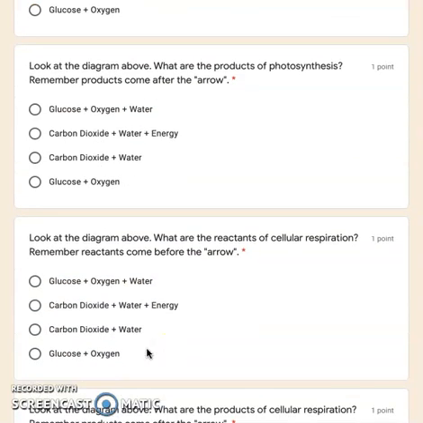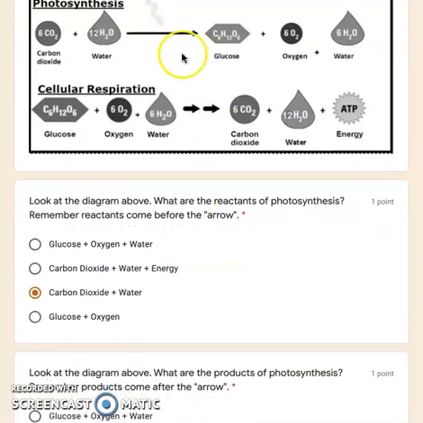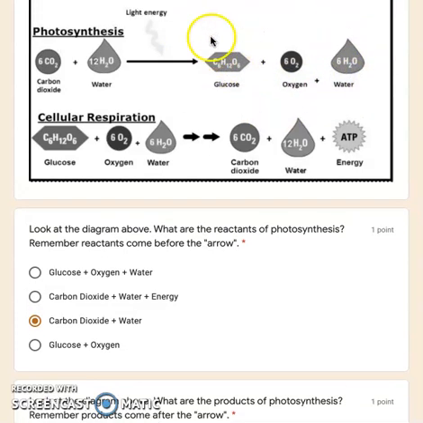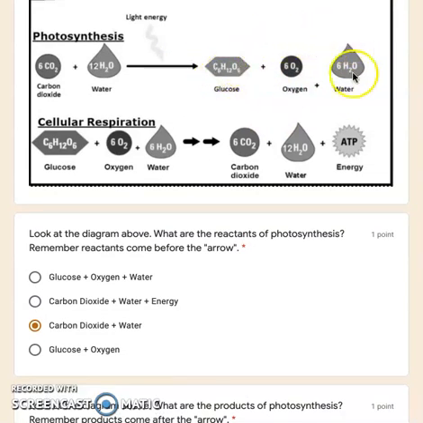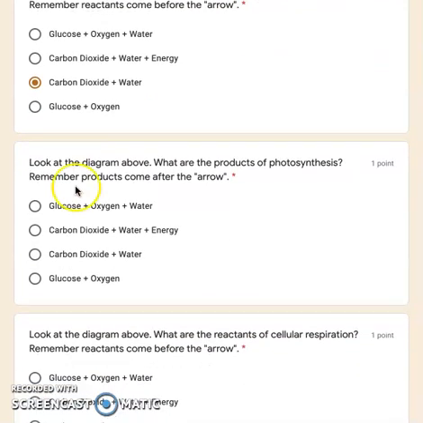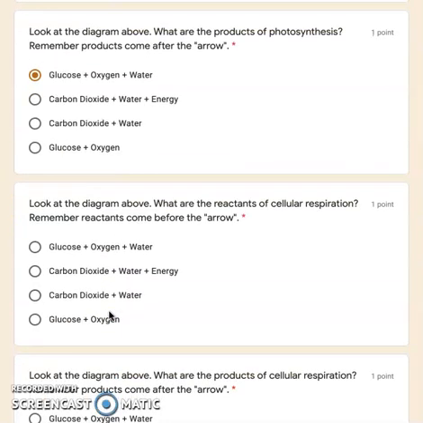The next question asks us about the products. Remember, the product is what's created at the end of a chemical reaction. And so for photosynthesis, what we get or what we make is glucose, oxygen, and water. So that should have been your answer for question number 2.